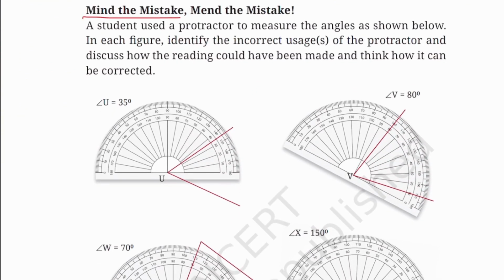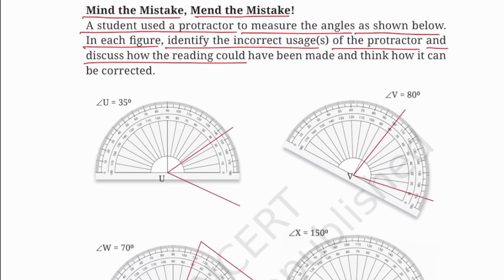Mind the mistake, mend the mistake. A student used a protractor to measure the angles as shown below. In each figure, identify the incorrect uses of the protractor and discuss how the reading could have been made and think how it can be corrected.